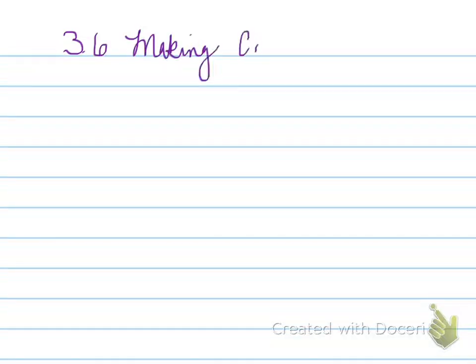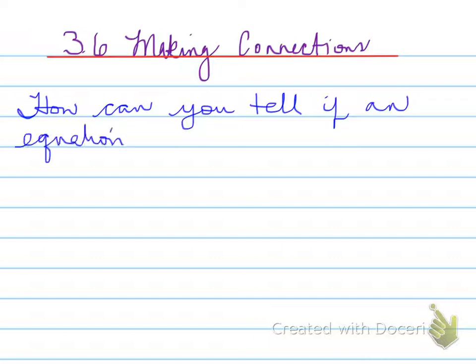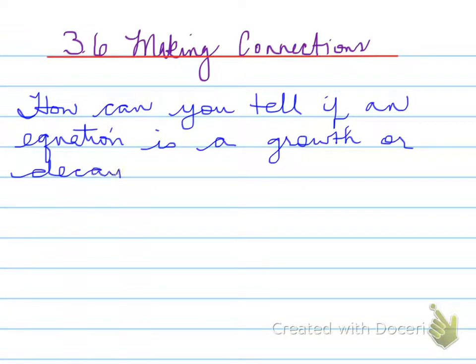Alright, 3.6, making connections. How can you tell if an equation is a growth or decay? And from an equation, you have not a table of values or a graph. We have to be able to tell if it's a growth or decay, so that we can get a picture of the actual graph itself, especially when we're sketching graphs.